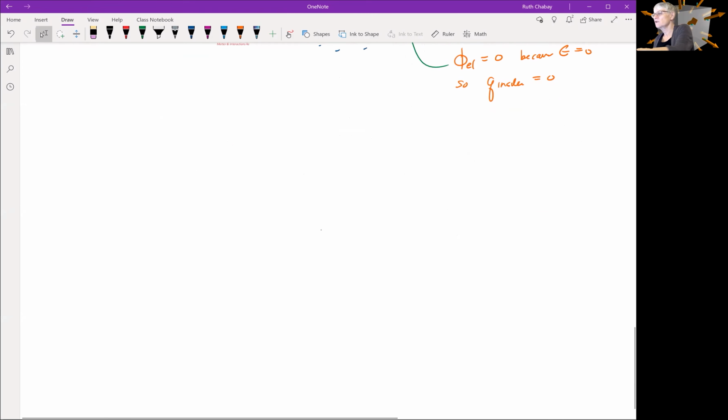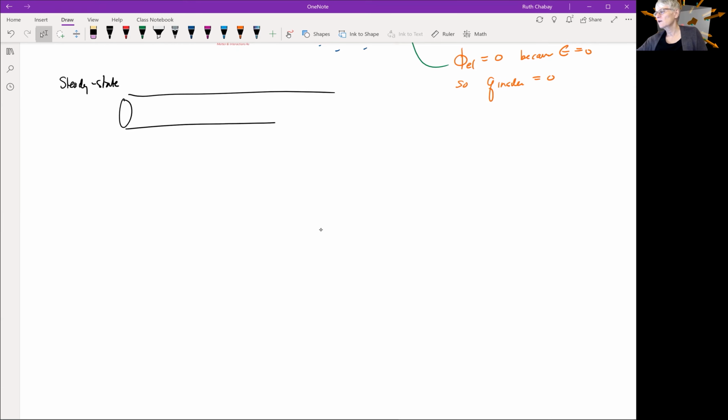We can also show, and I'm not going to do it right now because I don't want to take the time to do it at this point. We can also show something in the steady state. For example, in a current carrying wire.